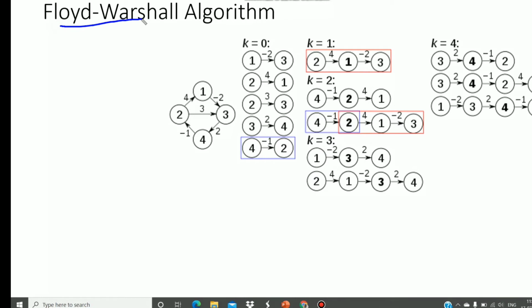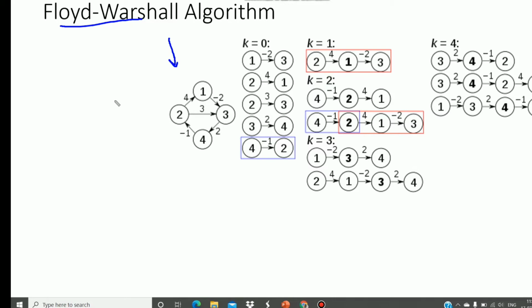In my previous video I've already explained Bellman-Ford and Dijkstra, which were single source shortest path algorithms. But in this video we have to find the shortest distance between all pairs of vertices in the graph. So suppose this is the graph, having vertices 1, 2, 3, 4. The task is to find the shortest distance between all the vertices of the graph.